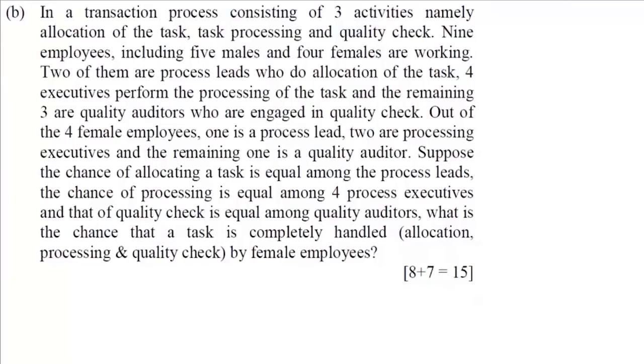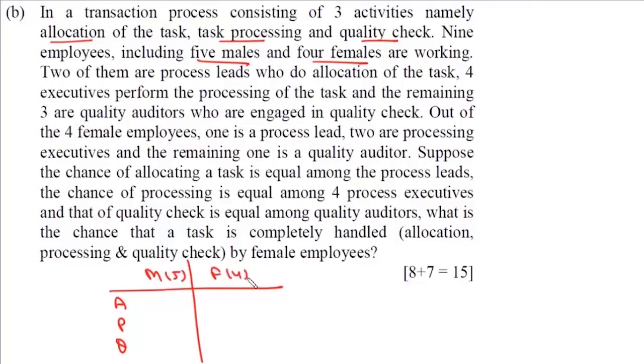Now it says, in a transaction process consisting of 3 activities, namely allocation, task processing and quality checks, 9 employees including 5 male and 4 female. So we have 5 males and 4 females who are working. 2 of them are process leads, 4 perform processing, remaining 3 are quality auditors.